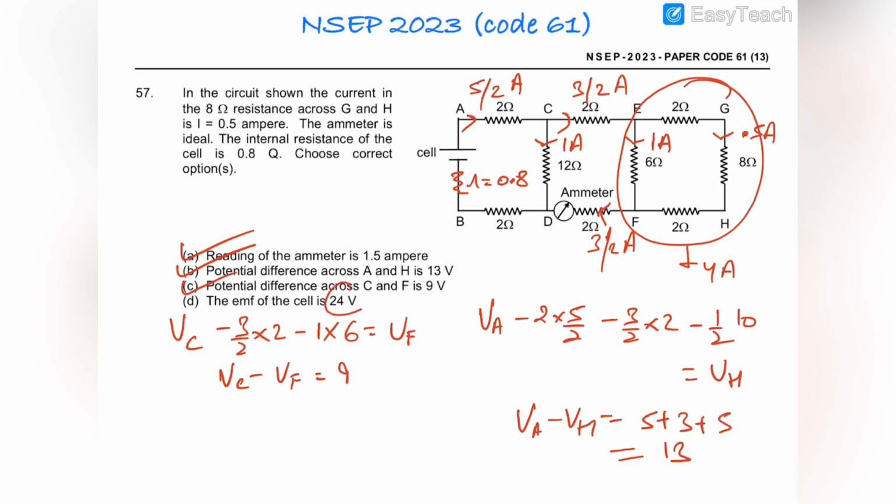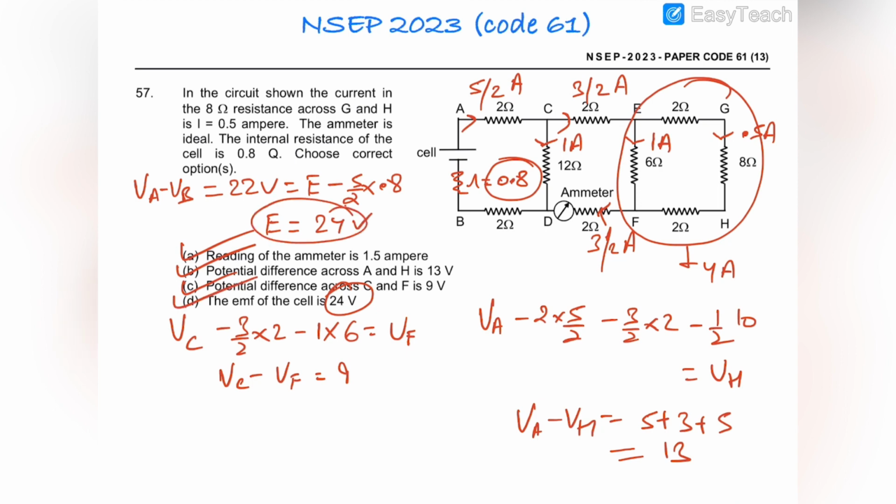And the EMF of the cell is 24 volt, which we can find out by the fact that the potential difference across A and B, VA minus VB, is minus 5, minus 12 and minus 5 by 2 into 5. So it is 22 volts. You can again apply KVL in this loop and you can find out. And this is equal to E minus IR, where I is 5 by 2 and R is 0.8. So E will be equal to 24 volts. So the correct options are A, B, C, D. Now we move on to the next question.